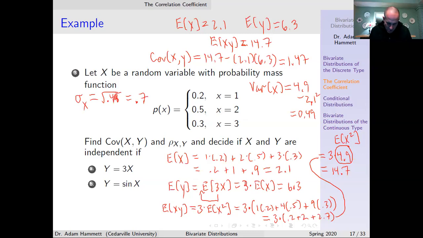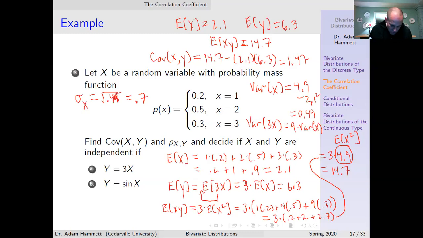And what about sigma sub y? Well, for that, the variance of y is just the variance of 3x when you think about it. And you know what's going to happen. That's going to be 9 times the variance of x.